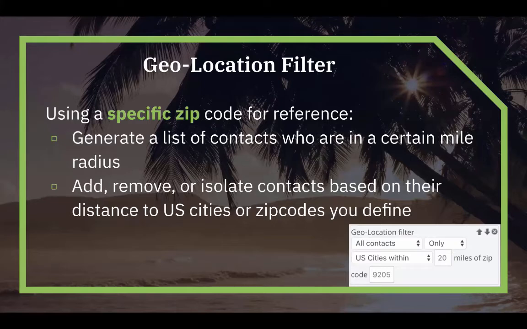Next is the geolocation. This is using a specific zip code for reference, and it generates a list of contacts that are in a certain mile radius of what you're looking for. So you can identify if the contacts are within a US city or a zip code based on the next zip code that you're working with here. The geolocation allows you to add, remove, or isolate the contacts based on this distance.